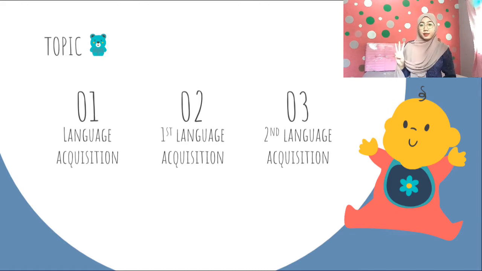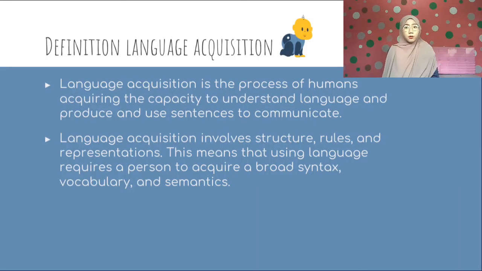I have three topics in this discussion: first, language acquisition; second, first language acquisition; and third, second language acquisition. Language acquisition is the process of humans acquiring the capacity to understand language and produce and use sentences to communicate. Language acquisition involves structure, rules, and representations. It means that using language requires a person to acquire a broad syntax, vocabulary, and semantics.